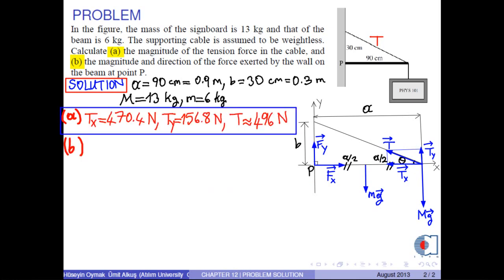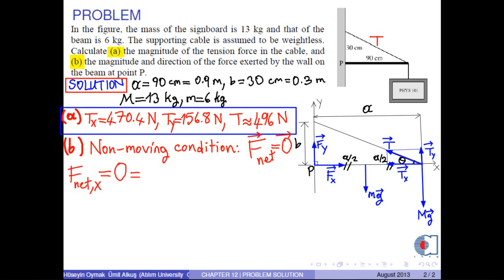In order to find the force exerted by the wall on the beam at point P, we use non-moving conditions: F net equals 0 because the system is in equilibrium. Therefore, the net force along the x-axis is also 0, which is Fx minus Tx. Therefore, Fx is equal to Tx, and it has the magnitude of 470.4 newtons.